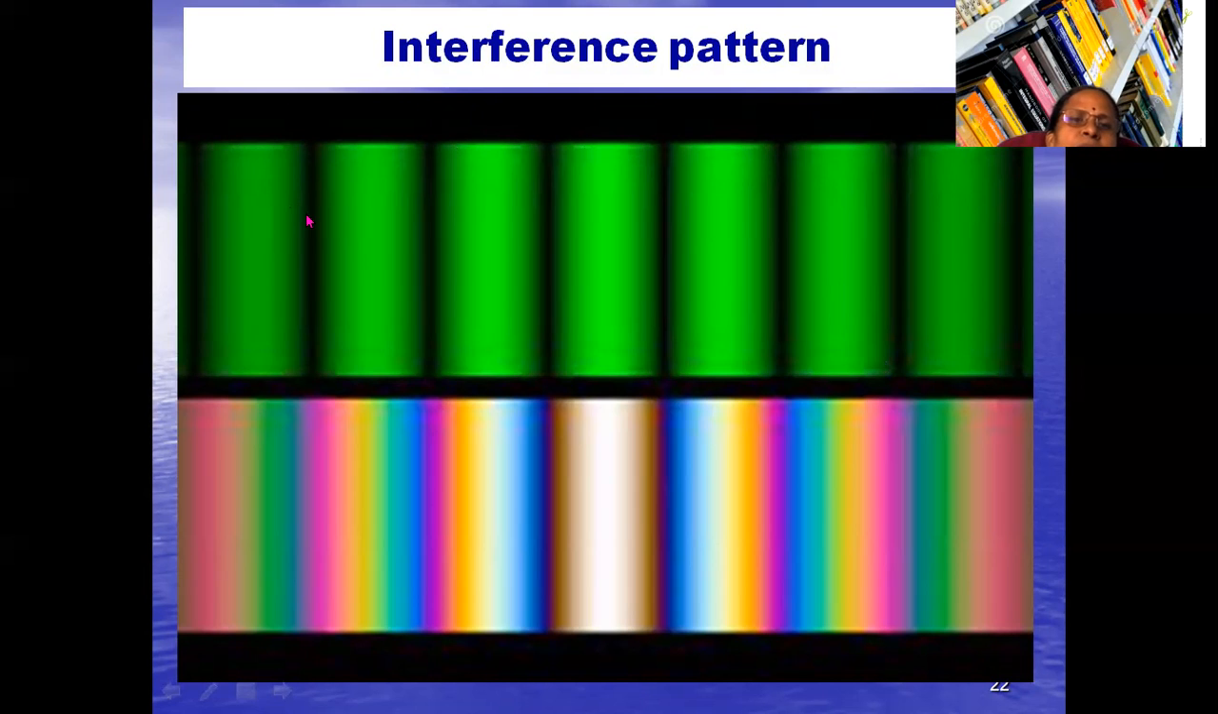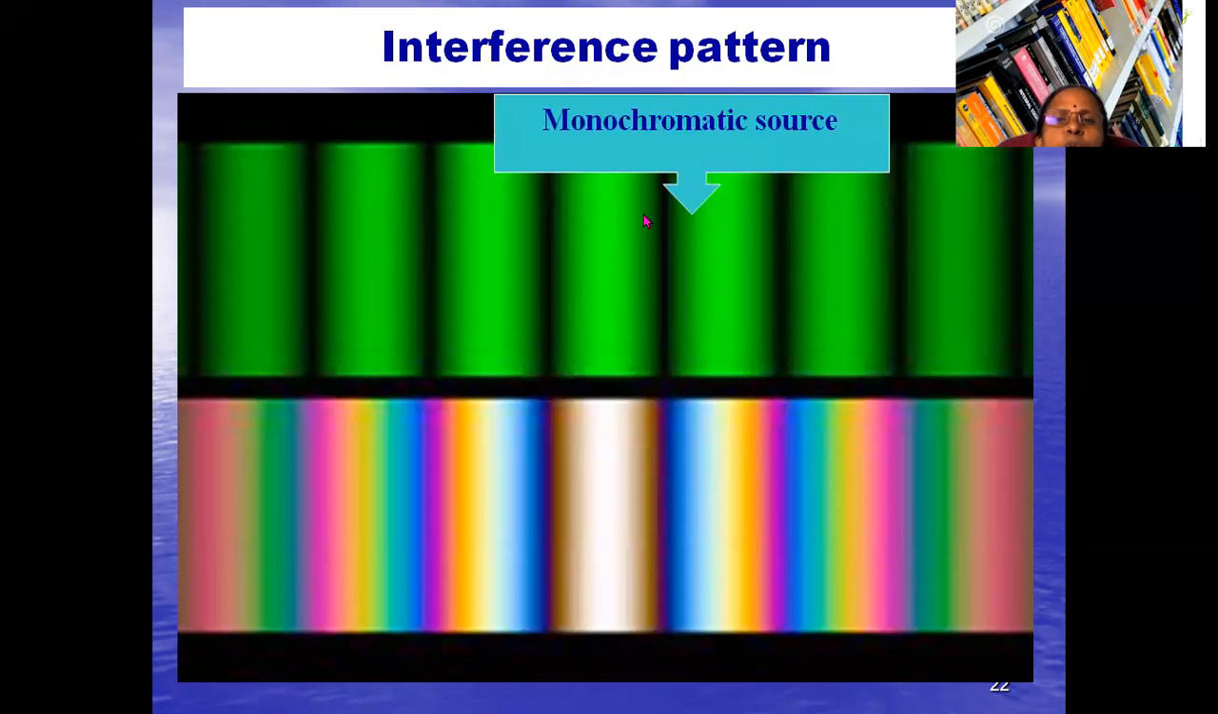This is the bright fringe, this is the dark fringe, this is the bright fringe, this is the dark fringe, and these are due to the monochromatic source. You are observing that bright fringes are of the same color, okay, and dark fringes are black. This is the case when we use the incident light as monochromatic light, having a single wavelength.